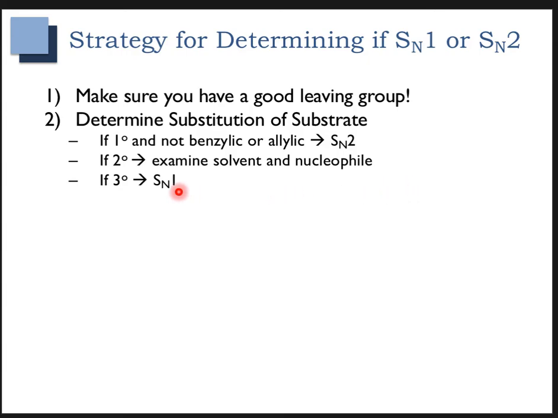If you have a tertiary alkyl bromide, for example, then the mechanism has to be SN1. If it's primary, and obviously not allylic or benzylic, then it has to be SN2. If it's allylic or benzylic or secondary, then we're going to have to look at the solvent, we're going to have to look at the nucleophile, and all of these other conditions to see what's going on in terms of mechanism.